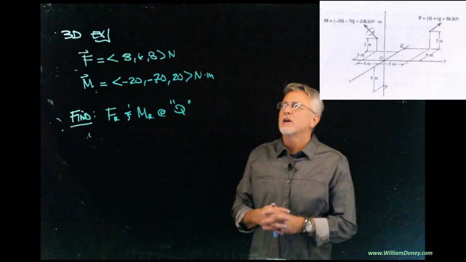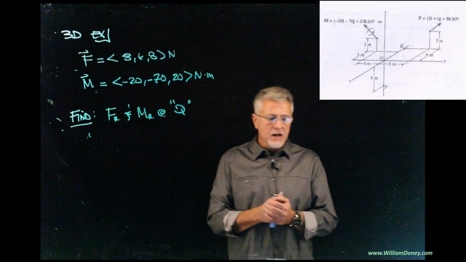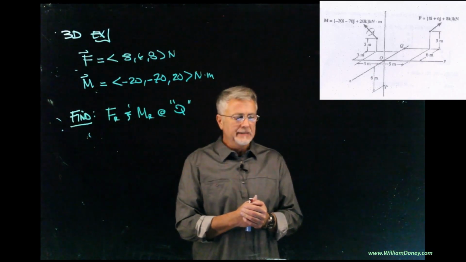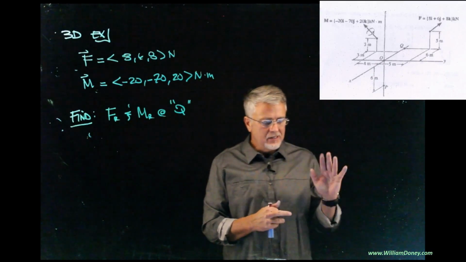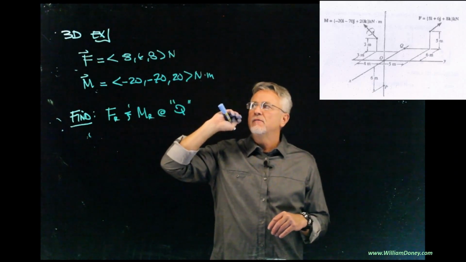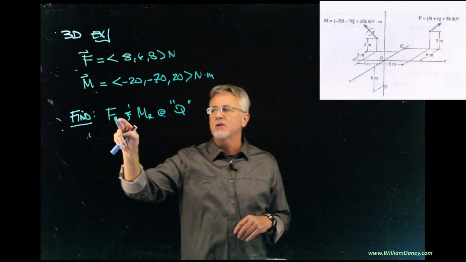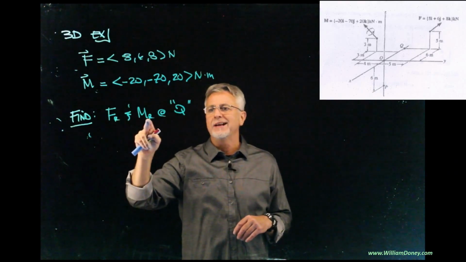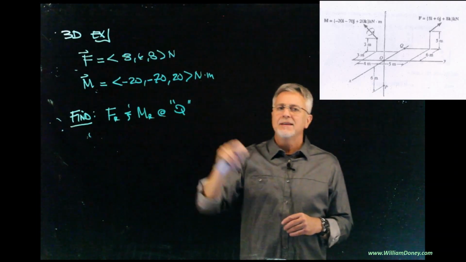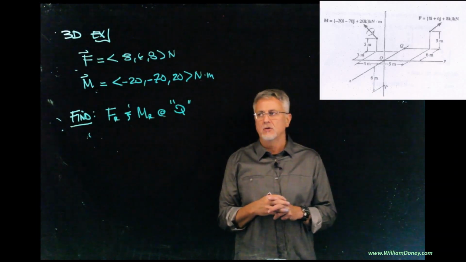Okay, welcome back. We're going to finish up this lecture session here with a 3-dimensional problem I have up in the corner of the board there. And it's a little hard to see, but I've rewritten what the force vector is and also what the moment vector is. And we're asked to find the equivalent resultant force and couple moment acting at Q.